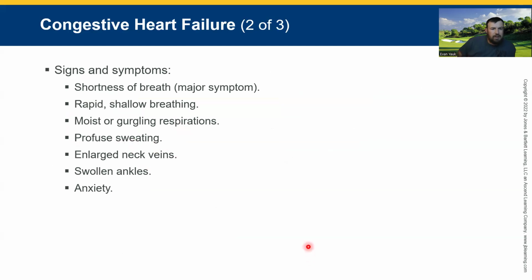Some of the signs and symptoms that you're going to see is shortness of breath. This is a major symptom. Rapid shallow breathing, moist or gargling respiration, profuse sweating, enlarged neck veins, swollen ankles, and high anxiety. A lot of these you will actually be able to hear with your ears audibly, if you will. That wet Rice Krispie popping, it's a weird sound. Or you can use your stethoscope if you have one, and you can listen to those sounds. In the lower lobes, you're going to hear it probably more so than the upper lobes.